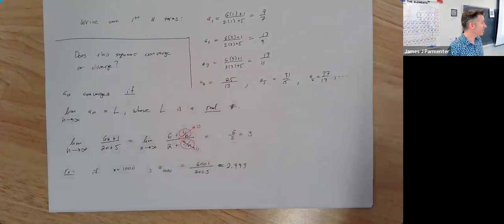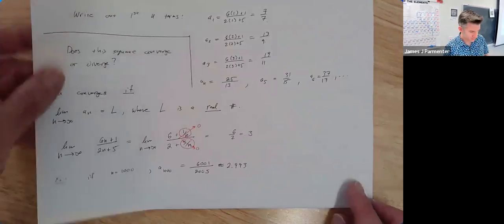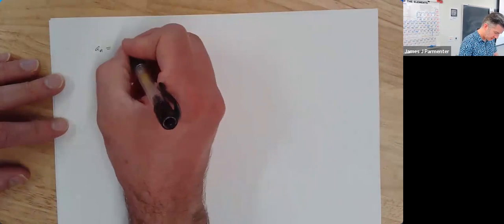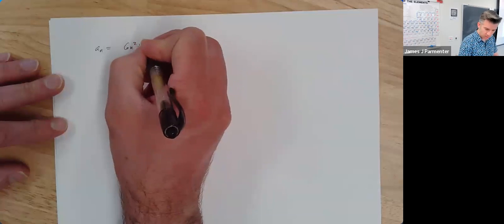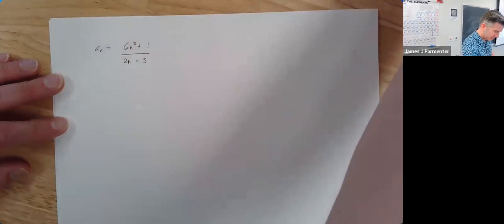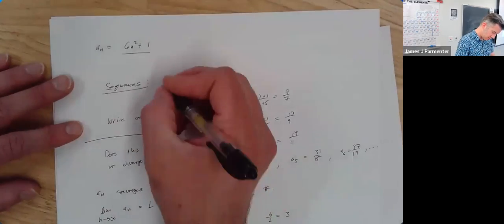There are a few different ways sequences can diverge. Let's talk about a couple of examples here. Let's look at this next one. Let's say a sub n is equal to 6n squared plus 1 over 2n plus 5. I could label this one number 3, and label that next one number 4.